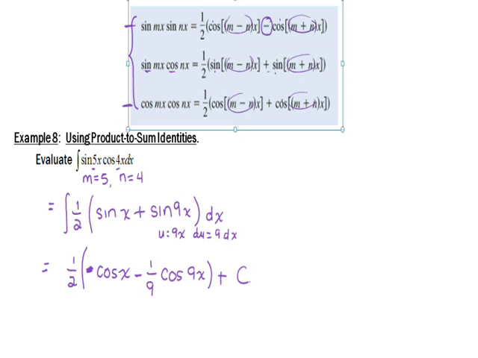And again, that answer seems fine with me. It doesn't have any issues that I can see. Of course, you could pull out a negative sign. You could multiply through by the 1/2. In any case, you're looking at a correct result.